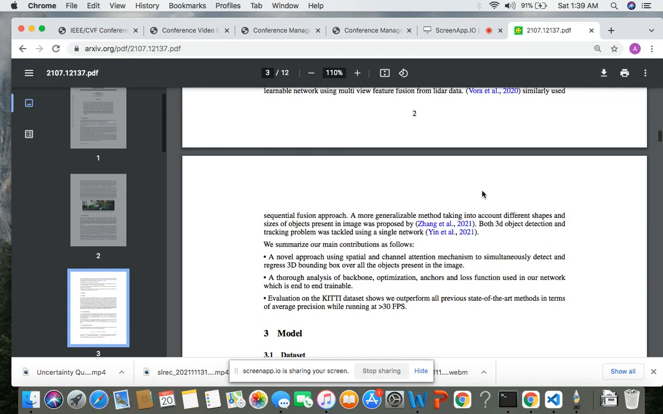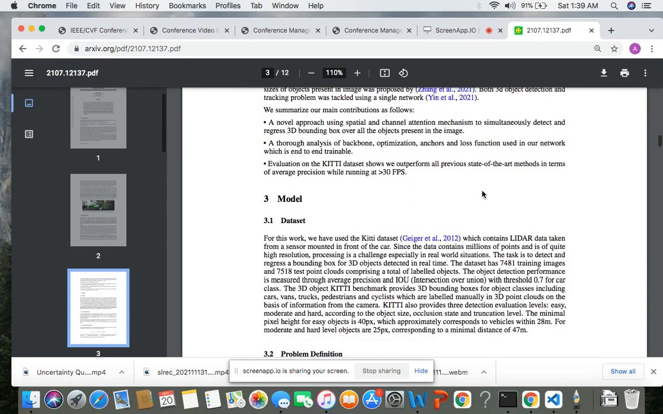The good part is that our network is end-to-end trainable. We train and test our network on the KITTI dataset, using average precision as the evaluation metric. Our network is running at greater than 30 frames per second, thus making it work for real-time applications.